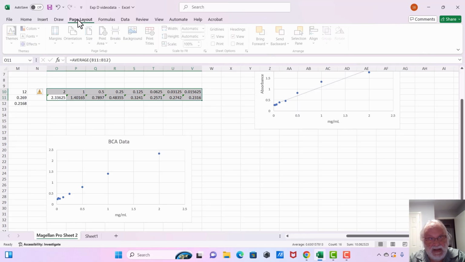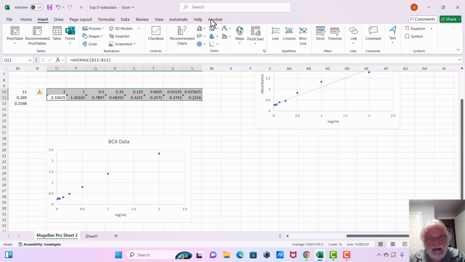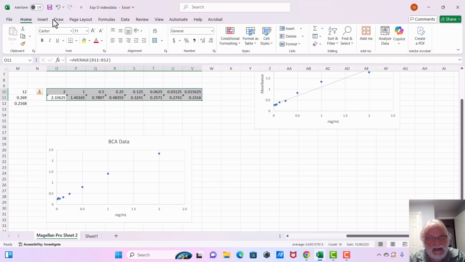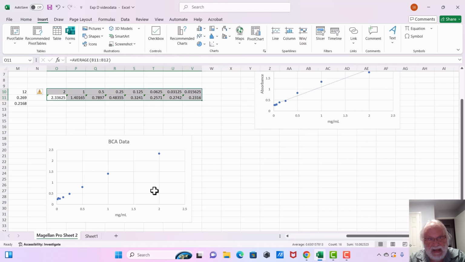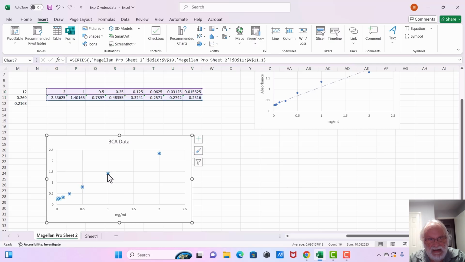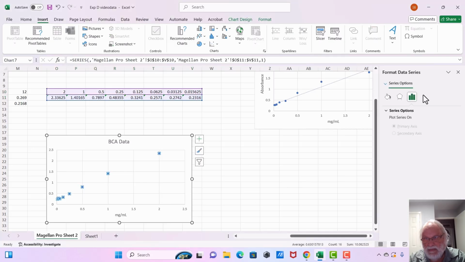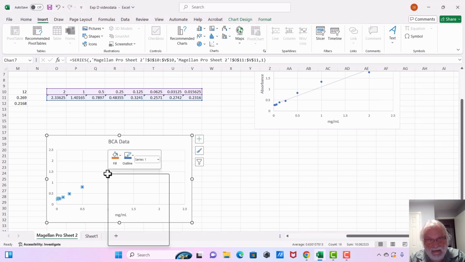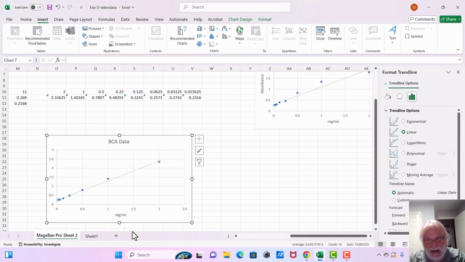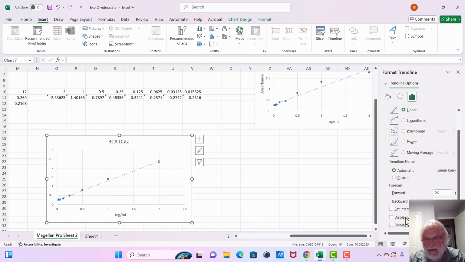Okay, formulas, page formula. Oh, we need to get back into the graph mode. Okay, let's go ahead and do this. So we go ahead and put the line in, format data series. Oops, that's the wrong one. Format, add trend line. Sorry, I meant to do that. And display the equation on the chart and display r squared on the chart.